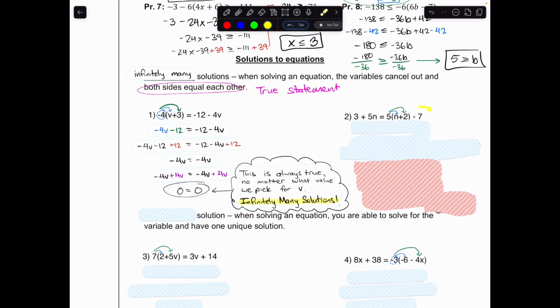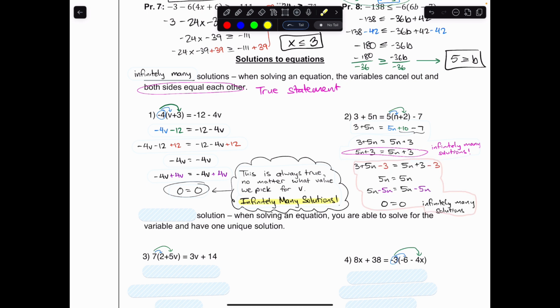Here's another example. Say that I ask you to solve this equation. We'll distribute the 5 to both terms in the parentheses. Combine your like terms. Again, as you get more practice with this, you might notice here that, hey, both sides of this equation are exactly the same. You can stop there and say, well, that means there's infinitely many solutions.